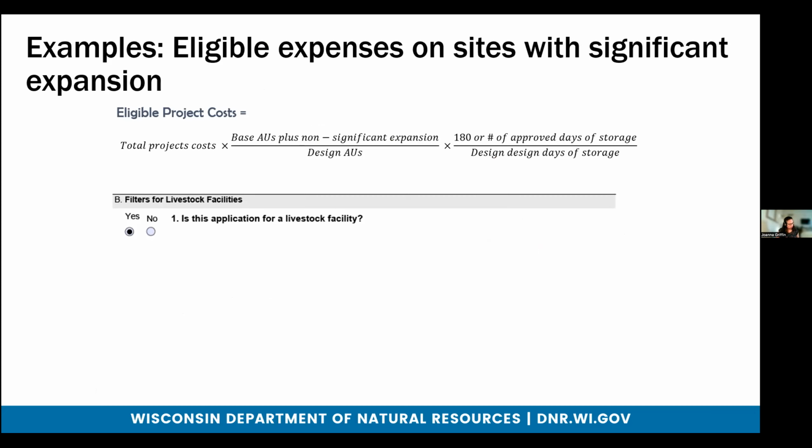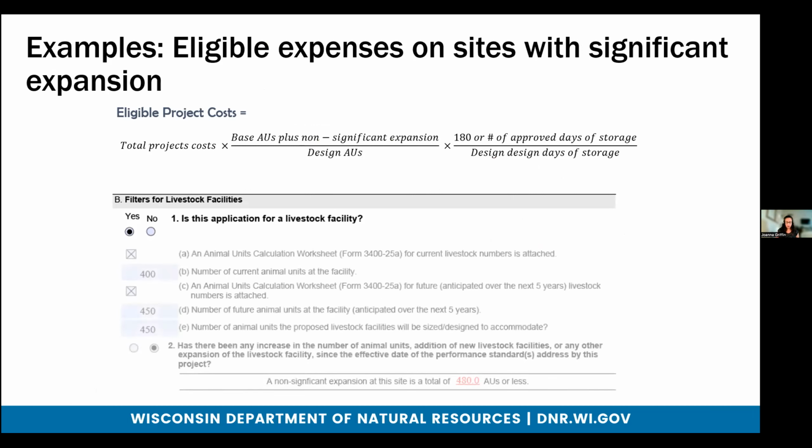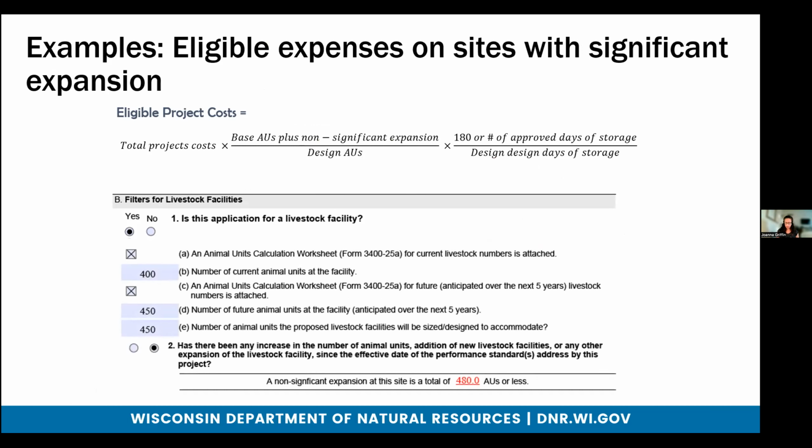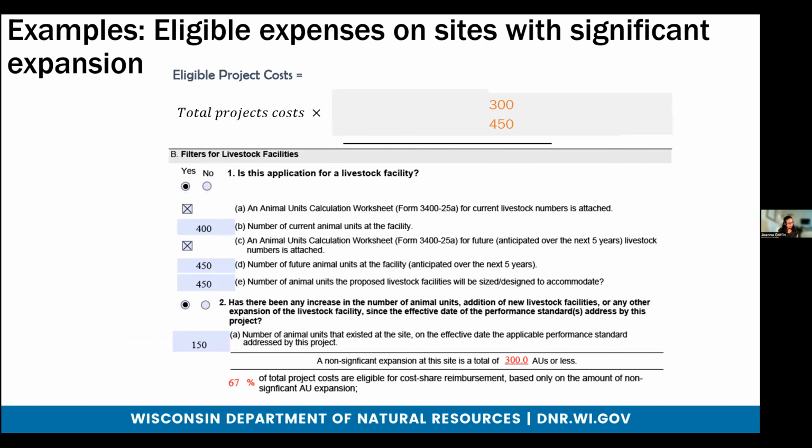So the form is set up to calculate this for you. If you answer yes to the question about whether the application is a livestock facility, the application will prompt you to enter the number of base and design animal units into Part 3B of the small scale TRM application. And the application will tell you, one, the proposed increase. Is the proposed increase considered significant or non-significant expansion? And if it's significant, the percentage by which eligible costs must be prorated.